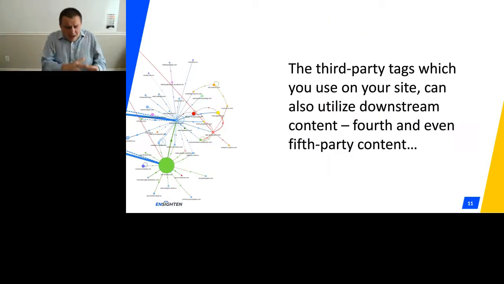So as we've spoken about, your website itself is designed to utilize your own content, but it'll also reach out to various third parties to obtain code, obtain content, and perform certain things like, again, interpret a user typing into a chatbot, and so on. And the third-party tags that you use on your website can also utilize their own downstream content. We call these fourth, fifth, sixth, etc. party content as well.